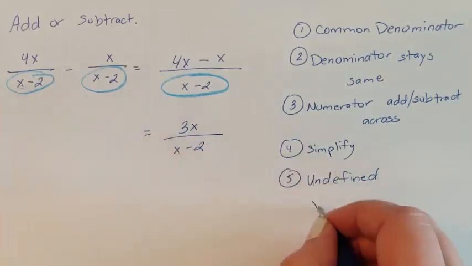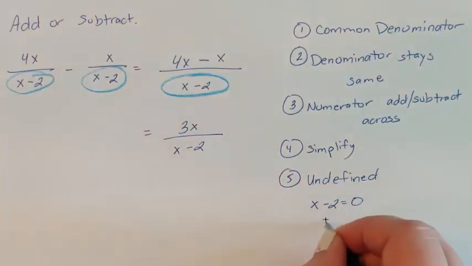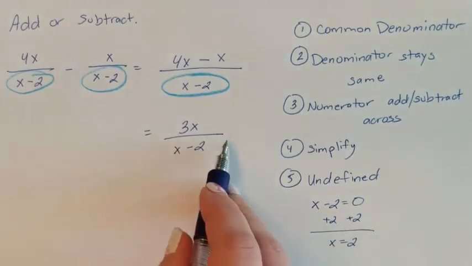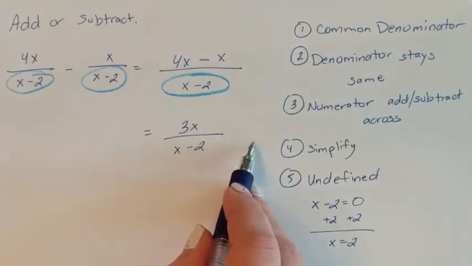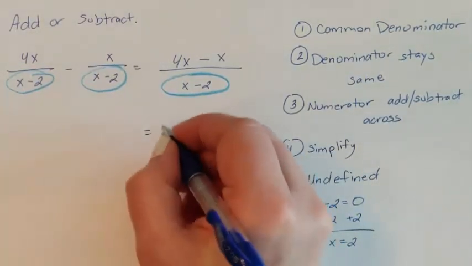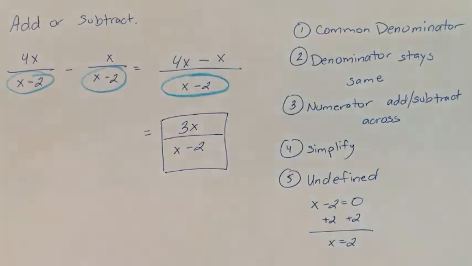If I was doing undefined, I would check x minus 2. And you are correct that x equals 2 is a value that I would write as an undefined value. But since it did not cancel out at all, I don't have to. So this is going to be my final answer, and I'm done.